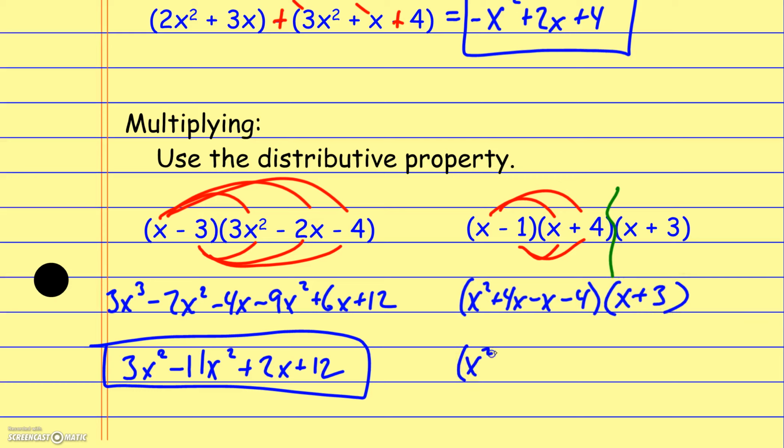Inside here I combine like terms. That's going to be a plus 3x and a minus 4. And now I have a trinomial times a binomial. I do the same thing. I'm going to distribute each term.